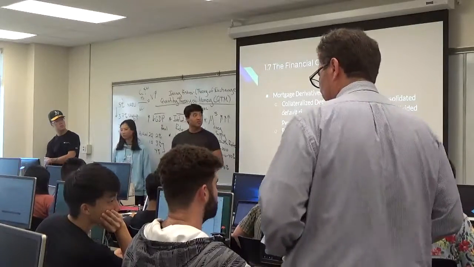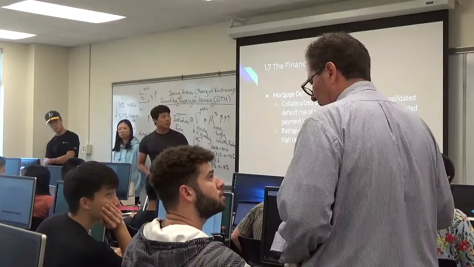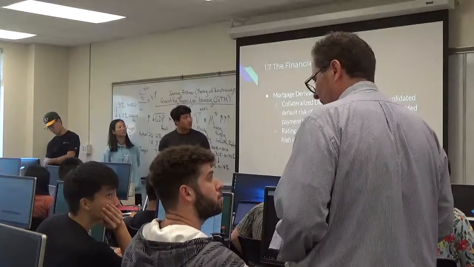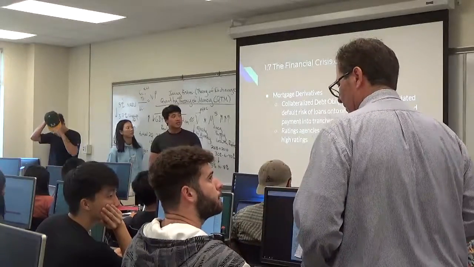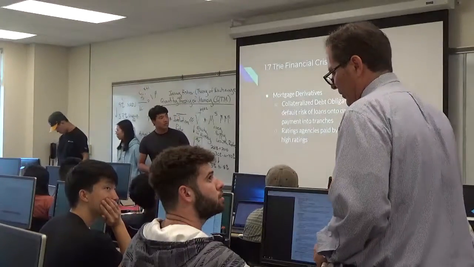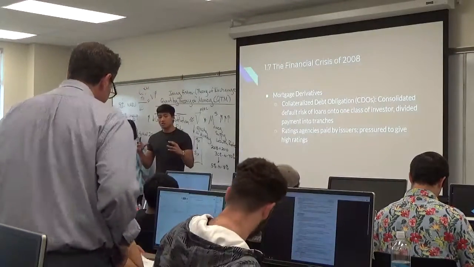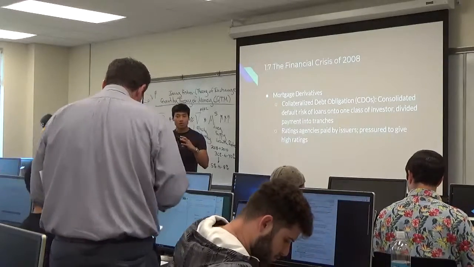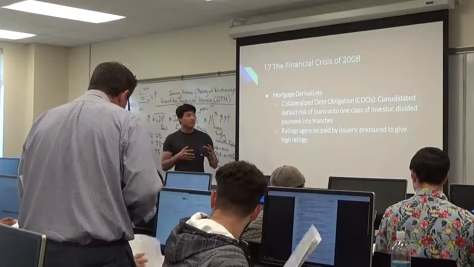The financial crisis of 2008 is a recent event that was very impactful to our economies, and we are recovering from that. It started with what are called mortgage derivatives. It's a CDO, collateralized debt obligation. It consolidates loans into, think of it as packing loans into a financial product. And then payments are divided.